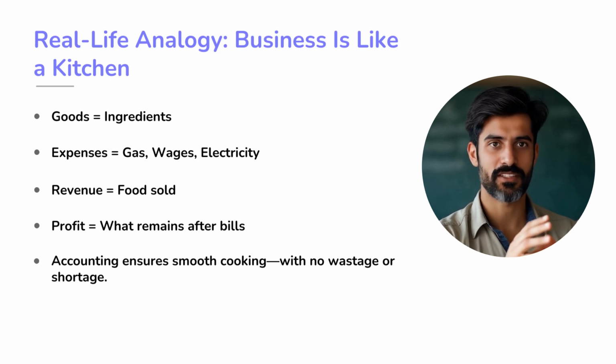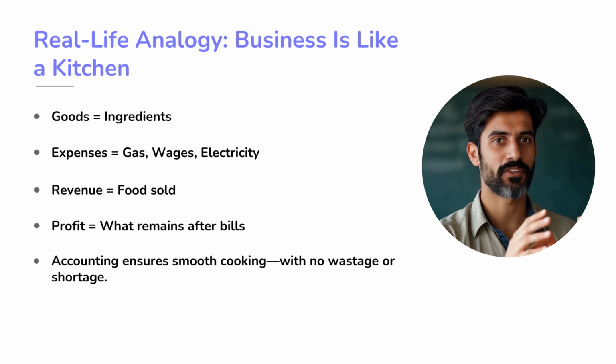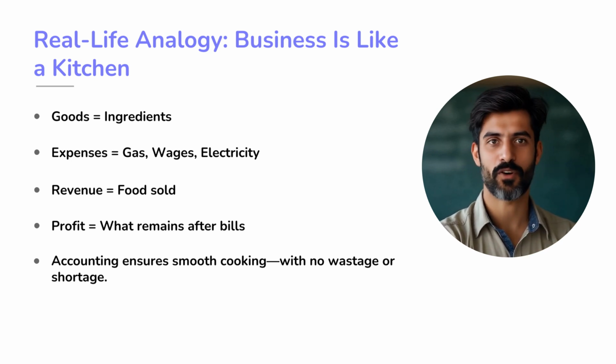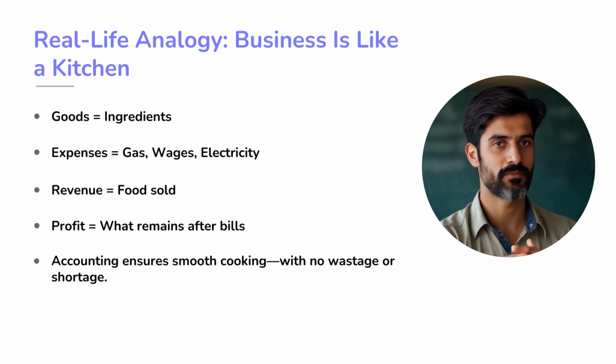Think of a business like a kitchen. Goods are your ingredients. Expenses are the gas, electricity, and wages. Revenue is the food sold. Profit is what's left after all bills are paid. Accounting tracks every item, so you never run out of stock or cook at a loss.